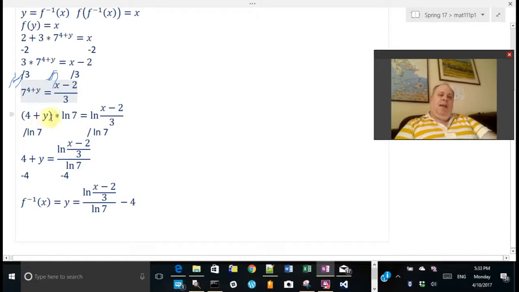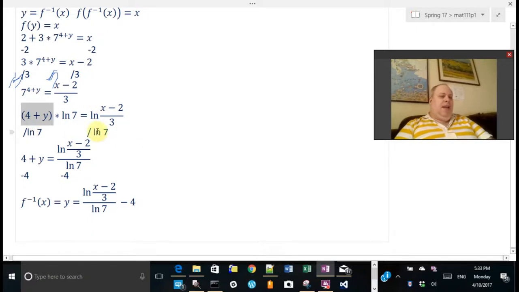And we get 4 plus y times the ln of 7. Now, always remember, it's very important to parenthesize, because the whole 4 plus y is the exponent. The whole thing gets multiplied by the ln of 7. And the right side is the ln of the whole side. Now, you could use laws, but you don't need to. You can just leave that.